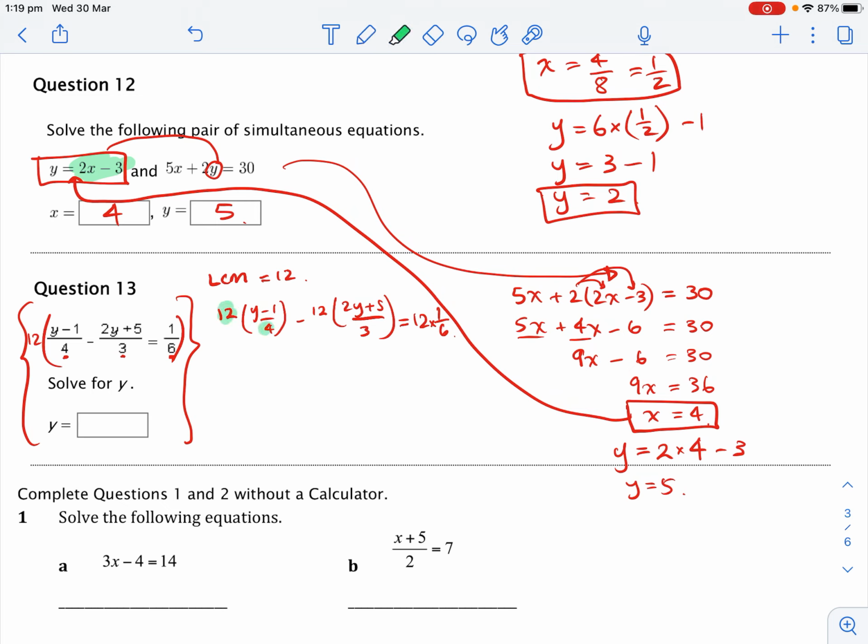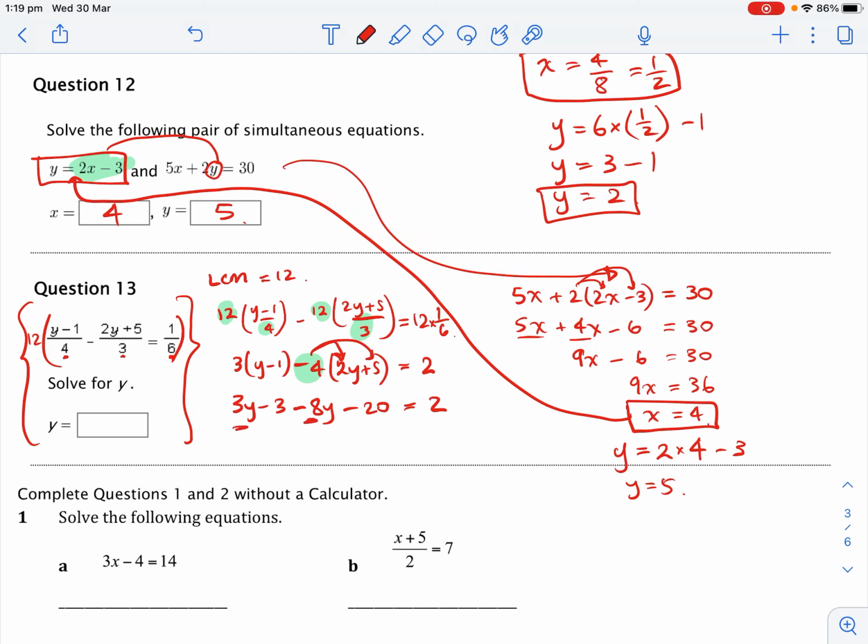Okay, then I actually do the division first rather than the multiplication. 12 divided by 4 is 3 minus 12 divided by 3. 12 divided by 3 is 4. And then 12 times 1/6 is 2 wholes. Expand the brackets. 3y minus 3. Now here's a trick as well. Minus 4 has to be multiplied by everything. So I do minus 4 times 2y, which is minus 8y. And then minus 4 times positive 5 is minus 20.